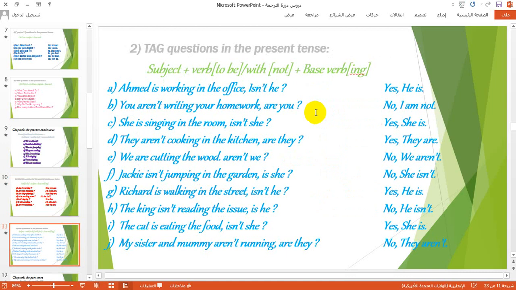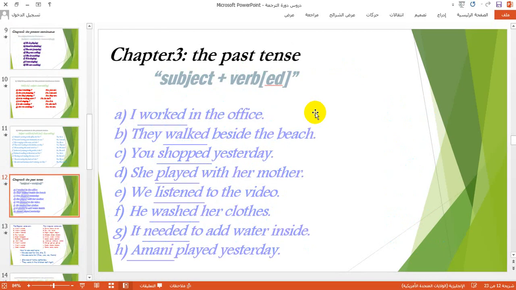Okay, the next slide is talking about tag questions. It is the same as a normal question, and the answer for tag questions may be yes or no. As you see here, first we will take a look at the form of the tag questions: subject plus the verb to be with not and the base verb plus ing. Okay, and we also discussed in the previous lecture the past tense, which is the form of subject plus the verb ed.